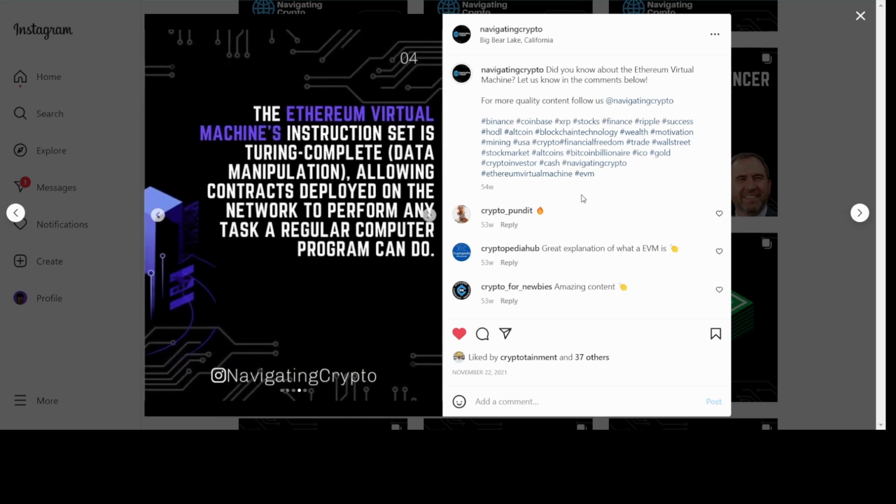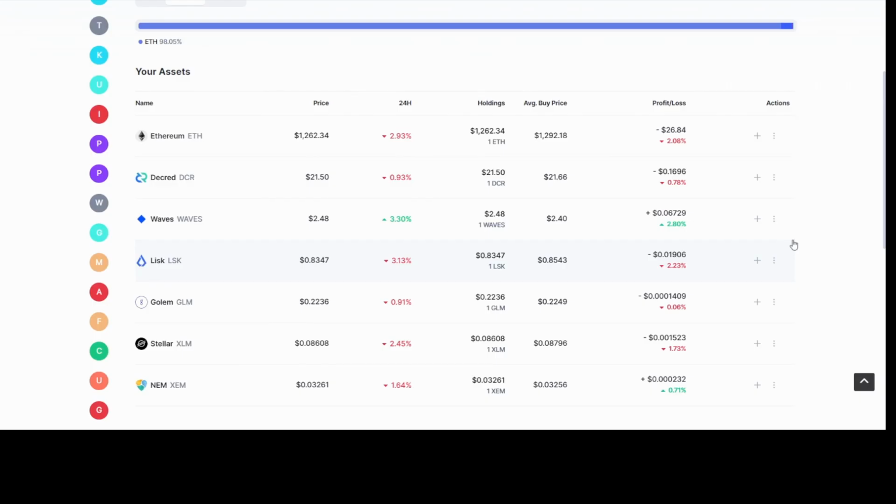So the EVM uses a Turing-complete data system that allows the deployed contracts on the network to perform any task a regular computer can do. So overall, I like to say Generation 2 was the start of a new era in cryptocurrencies that really brought functionality to different cryptocurrencies instead of just mainly being a medium of exchange.